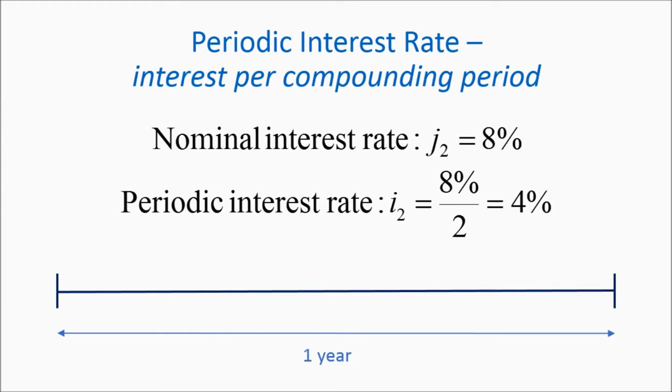So while the nominal interest rate is always the rate per year, the periodic rate is the rate per compounding period, which can be less than a year. The periodic rate is written as I2 and is simply half of J2. I2 equals J2 divided by 2, and in this case equals 4%. So we have two compounding periods here, and each period we add 4% to the loan amount.